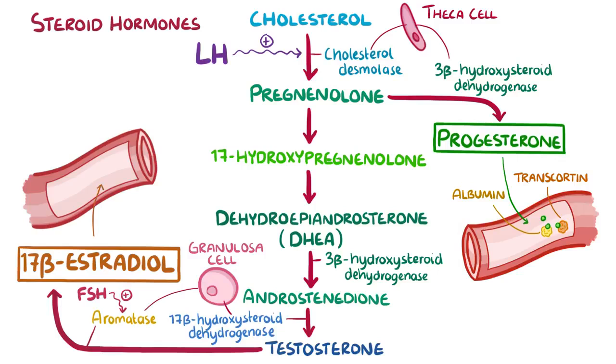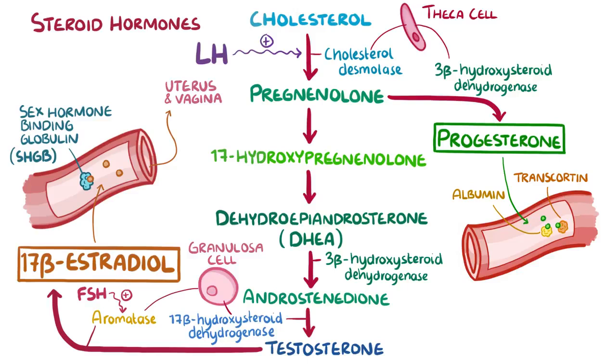17-beta-estradiol is then released into the blood, where it's bound to a plasma protein called sex hormone binding globulin, or SHBG, and that carries it to the target tissues nearby, such as the uterus and the vagina, and to the other cells and tissues in the body which respond to estrogen stimulation, such as the bones and the blood vessels.